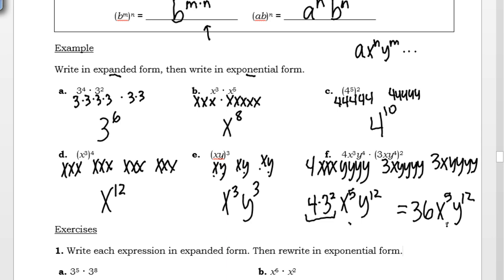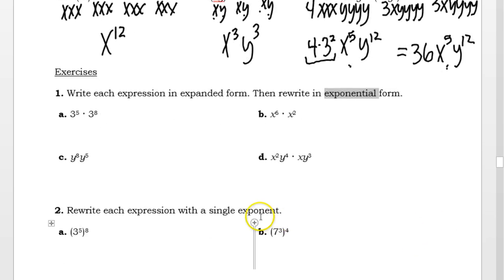Okay, so that is it for the notes. Pay attention to if the exercises say to give both the expanded form, or if you can just do the exponential form for some of them.